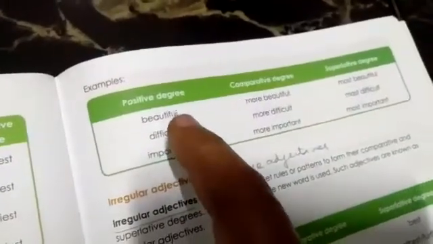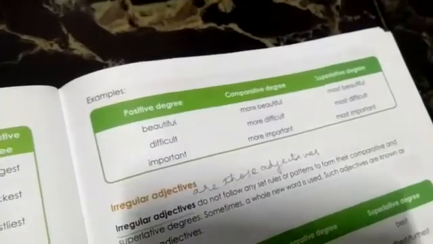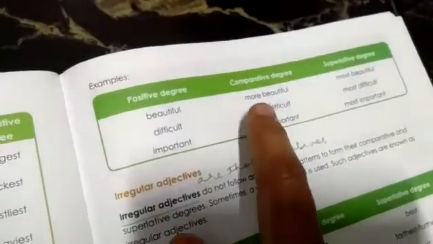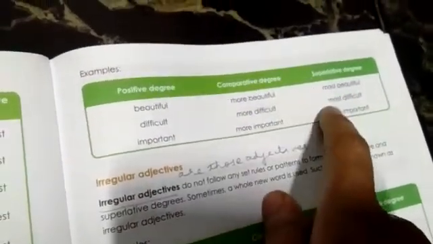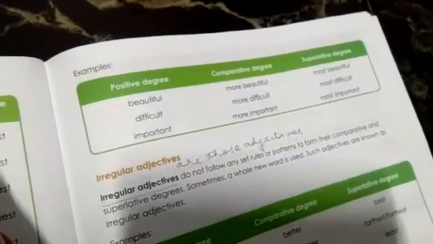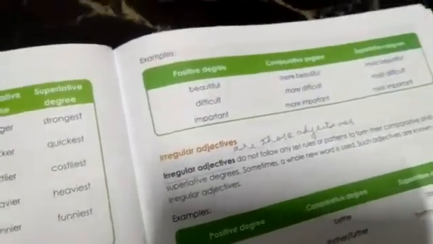What about words like beautiful? You can't say beautifuler, beautifulest. We say more beautiful, most beautiful. Difficult, more difficult, most difficult. Important, more important, most important. This is how you change different adjectives into their comparative and superlative degrees, and it is different for each word. You cannot write the comparative and superlative degrees of all adjectives in the same way.